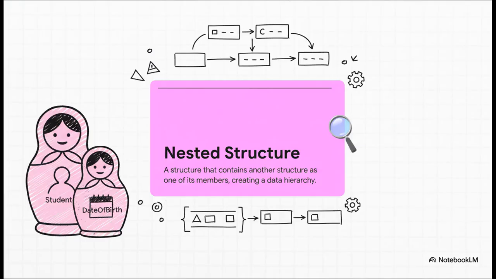And this is where nested structures come into play. And the idea is actually super simple. You just put one structure inside another one. It's exactly like those Russian nesting dolls. You've got the big doll on the outside, that's our student, and when you open it up, you find a smaller, more specific doll inside, our date of birth.